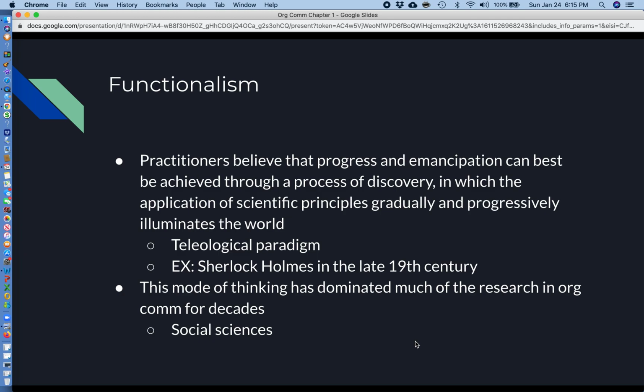And so according to people who practice functionalism, they believe that scientific understanding is the key to this, right? Rationality. Sherlock Holmes is sort of the perfect example if you've ever read or watched any of the Sherlock Holmes stories. Sherlock Holmes uses logic, deduction, and science in order to solve crimes. And so this kind of thinking has dominated much of the research in organizational communication for decades. And it's related to the field of social sciences that believe, if you're a social scientist, a social psychologist, for example, you believe that you can examine the way people behave scientifically in order to figure out how societies work, how people work. That's a functionalist viewpoint.